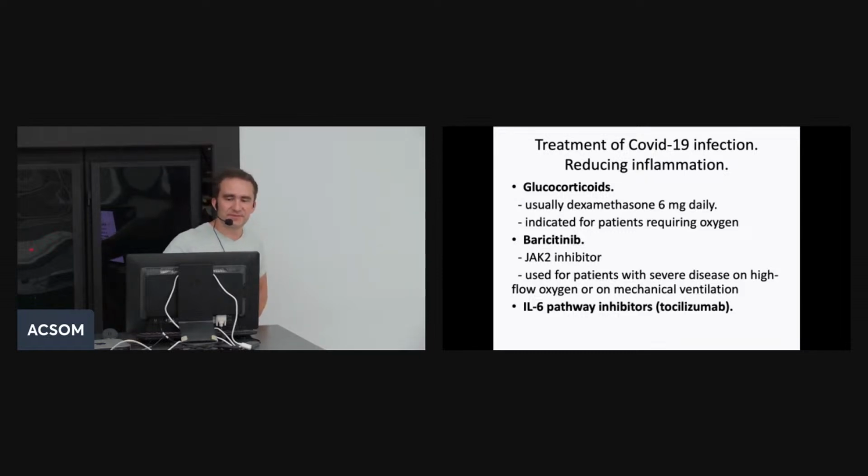Later, other medications to decrease inflammation were introduced. One of them is baricitinib, a JAK2 inhibitor. JAK is Janus kinase, an enzyme, and the inhibitors basically decrease inflammation. It's used for severe disease on high flow oxygen or mechanical ventilation. Then tocilizumab is another medication which was known from before. It's used in rheumatologic diseases like rheumatoid arthritis. It decreases the interleukin 6 pathway, and that's how it decreases the inflammation.